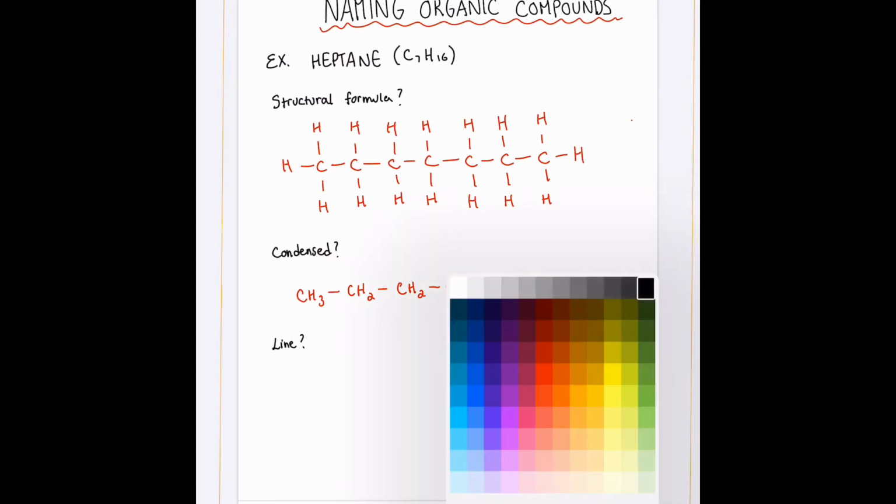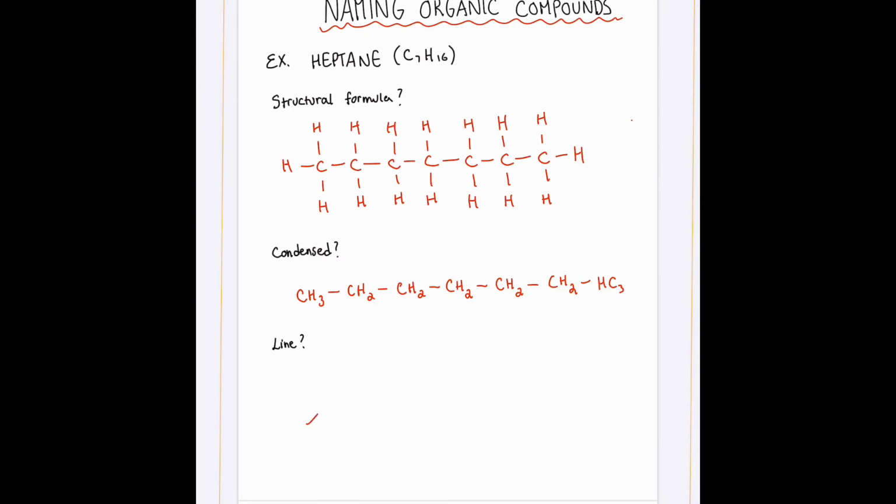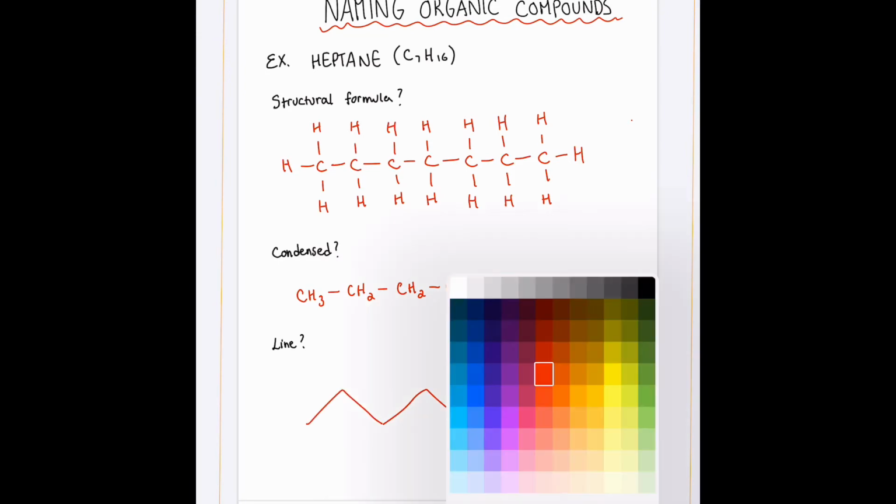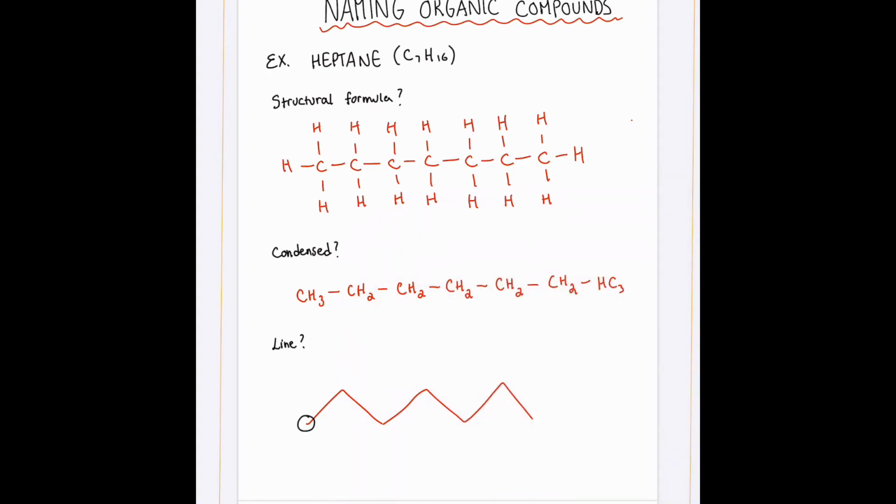Now finally, let's try drawing the line formula. So you would just count 5 bends in the line plus the 2 ends of the line, with each of these representing a carbon. So you have 7 carbons. Once again, we are correct again. Look at us go. Woo, we love chemistry.